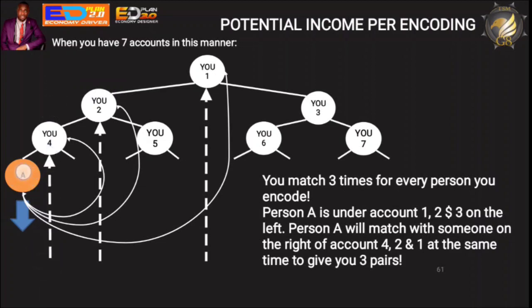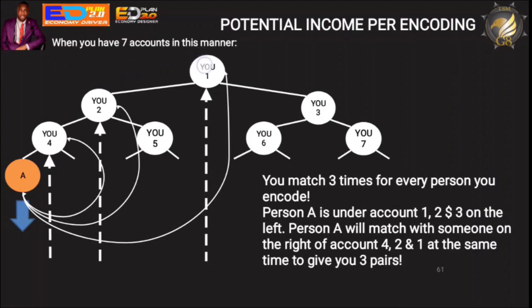So what happens here is that if you look at account 4 here, it has a left and a right. On the left we have person A, on the right we connect a person, account 4 makes one pair. The same under account 2, on the left we have person A, on the right we have nothing. We build a business on the right side of account 2, you get that person A connects with this guy under account 2 to make your account 2 make another 4,800.